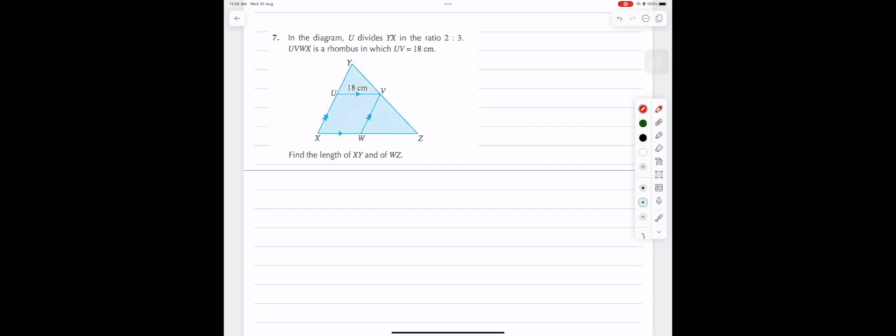Question number 7, exercise 11B. First of all, you need to understand U has divided XY in the ratio 2:3. That is given in the statement of the question, and this is a rhombus, that means all sides are equal. This is also given in the statement.